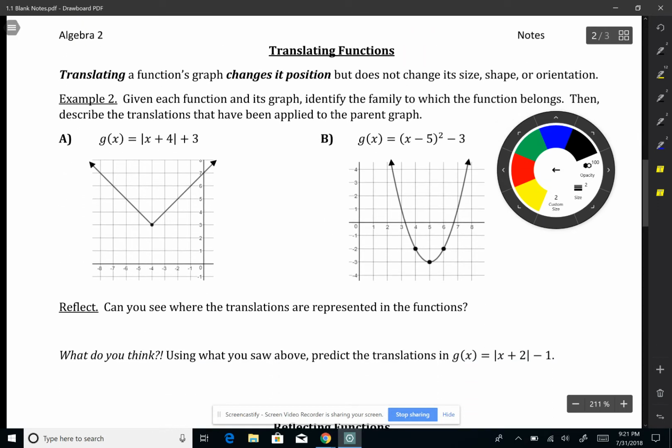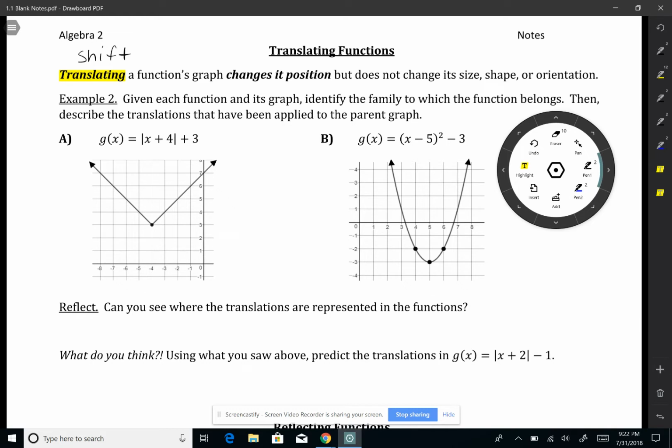We are first going to start with translating functions. Translating a function's graph changes its position, but does not change its size, shape, or orientation. Another word for translating or a translation is a shift. I'm sure you guys have heard that. You're just moving the graph around. It's not changing anything else. You're just moving its position.